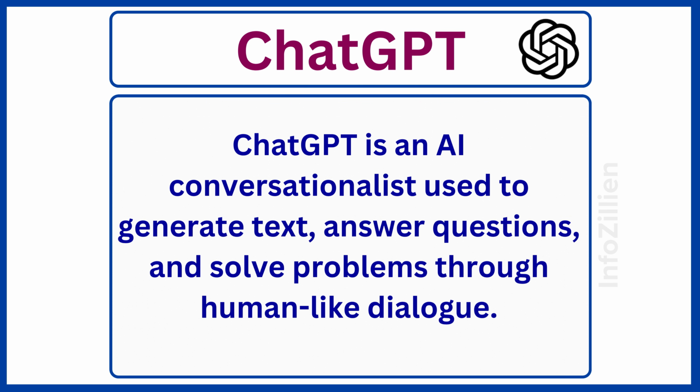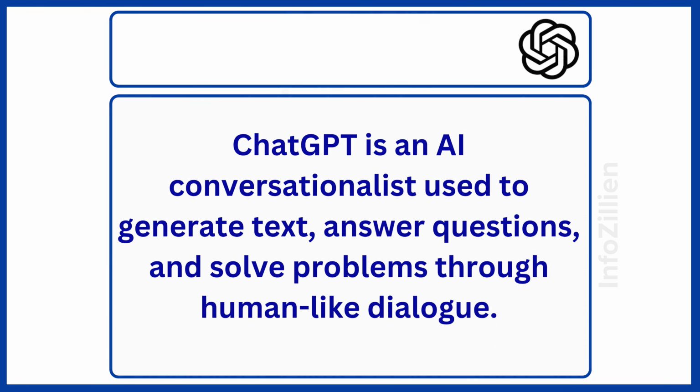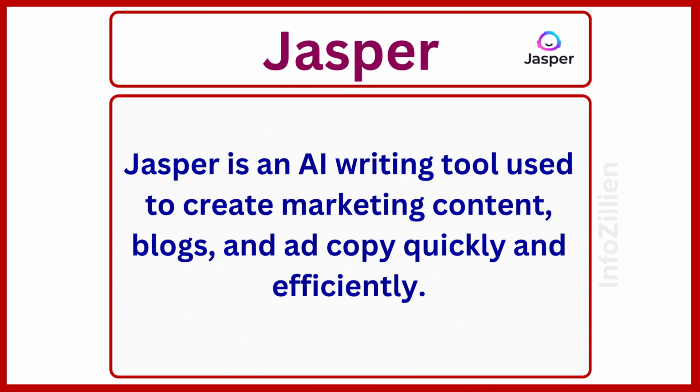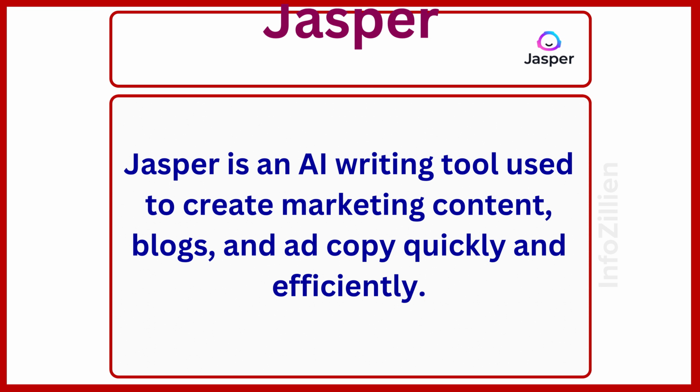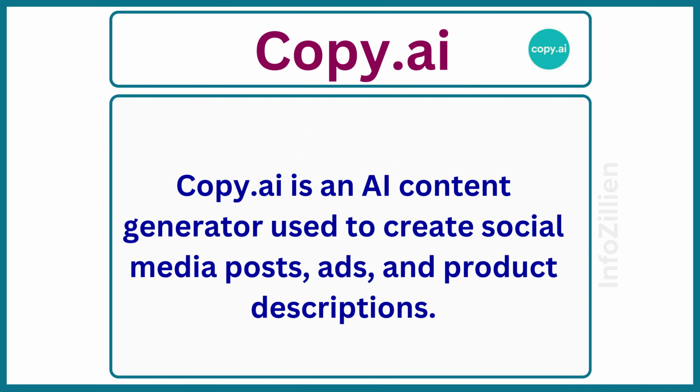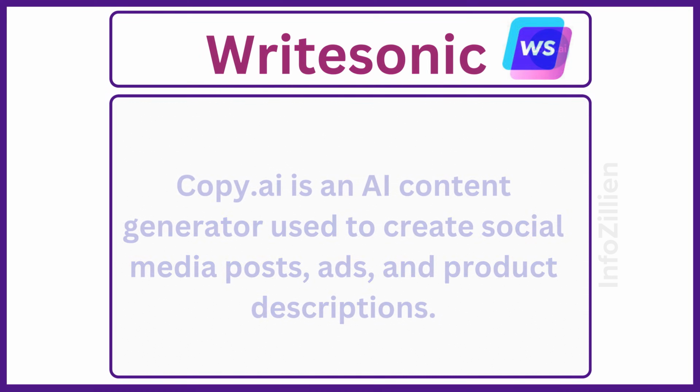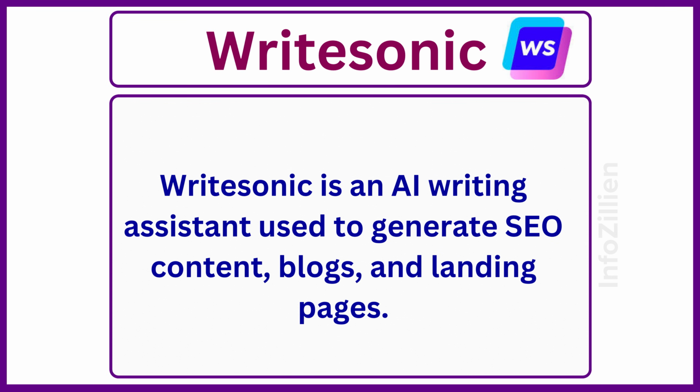ChatGPT is an AI conversationalist used to generate text, answer questions, and solve problems through human-like dialogue. Jasper is an AI writing tool used to create marketing content, blogs, and ad copy quickly and efficiently. Copy.ai is an AI content generator used to create social media posts, ads, and product descriptions. Writesonic is an AI writing assistant used to generate SEO content, blogs, and landing pages.